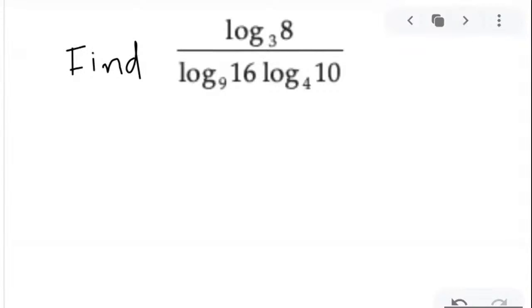We'll go to the next problem. Tell me how much this is. Always convert all the numbers there into common base and then start doing your operations. Okay?